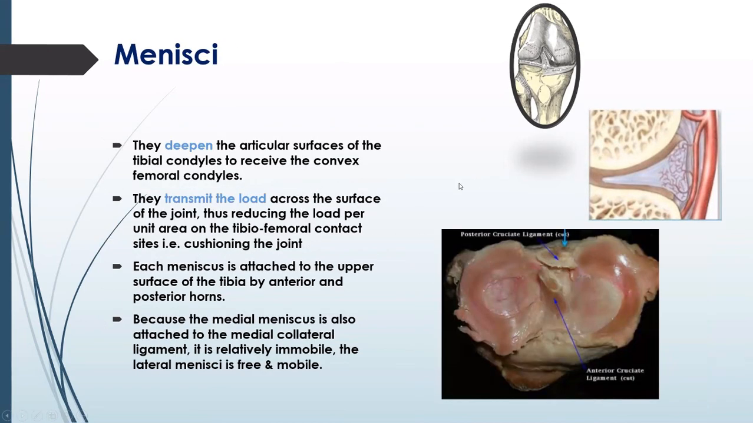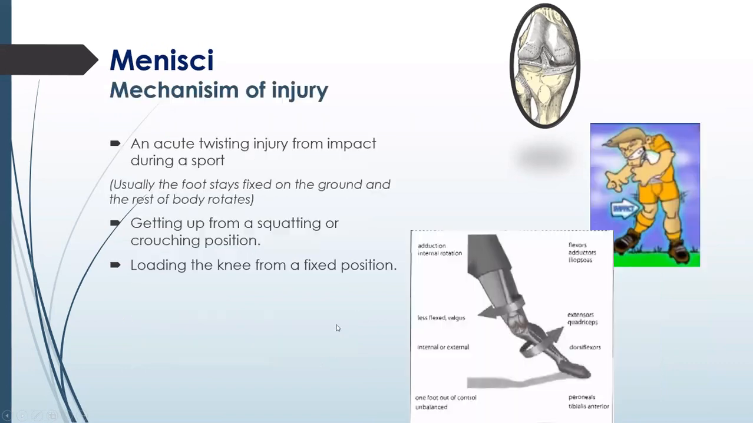So, what's the function of the menisci? The meniscus deepens the articular surface of the tibial condyle to receive the convex femoral condyle. The most important thing is to transmit the load, so it does not come to one point from the femoral condyle. It transmits the load all over the surface of the knee, thus reducing the load per unit area on the tibiofemoral contact, like a cushion of the joint. Each meniscus is attached to the upper surface of the tibia by the anterior and posterior horn, and the medial meniscus is also attached to the medial collateral ligament. It's relatively immobile. The lateral meniscus is free and mobile.